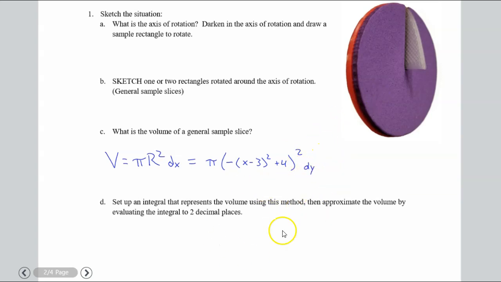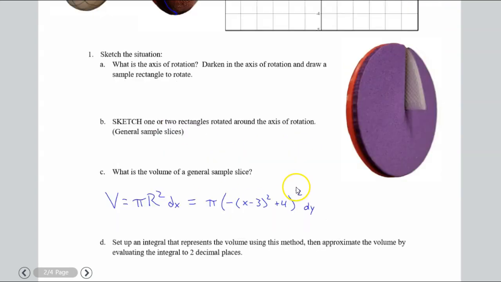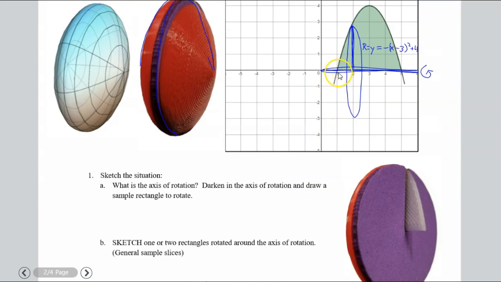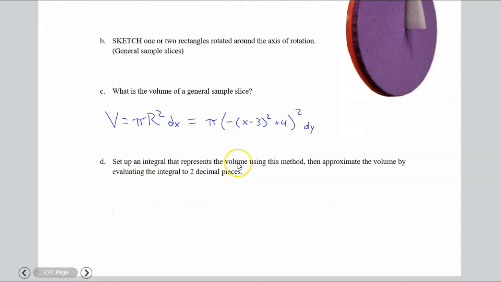And then set up an integral. So this is basically the same thing, but inside an integral. And we need some bounds. So it looks like these rectangles are going to go from 1 all the way to 5, varying across there. So say from 1 to 5 is what we want to integrate. So we have pi times negative (x minus 3) squared plus 4, and then that whole thing gets squared with the dx.